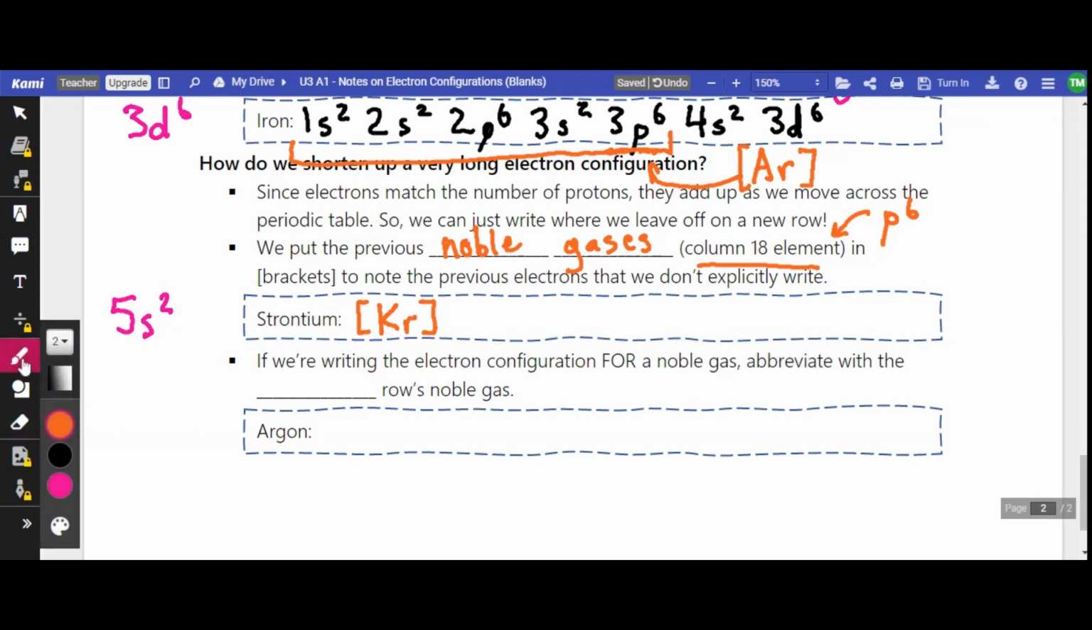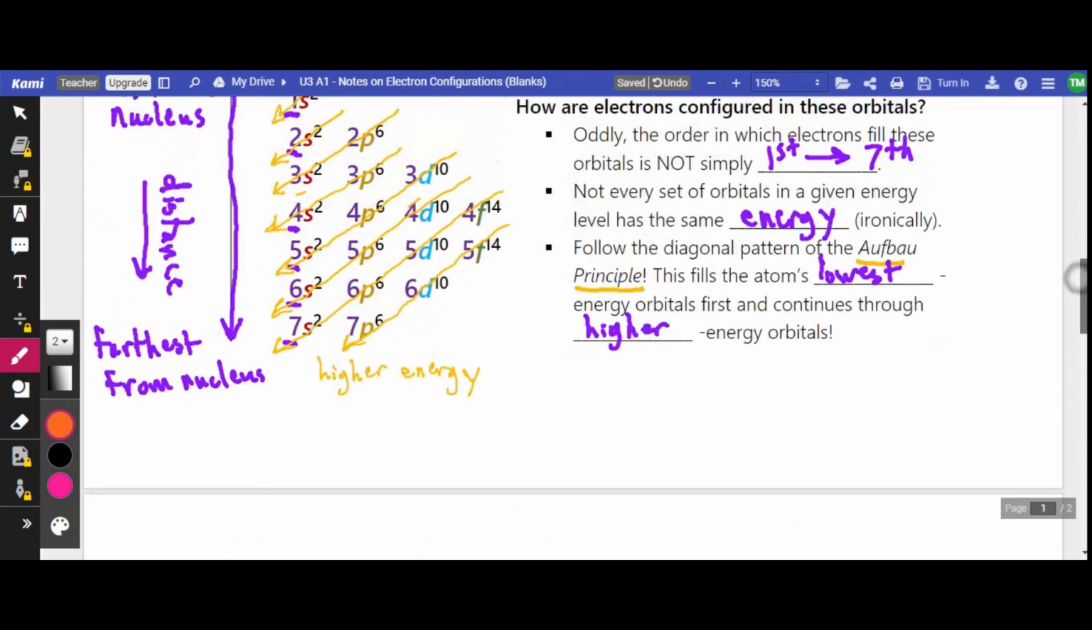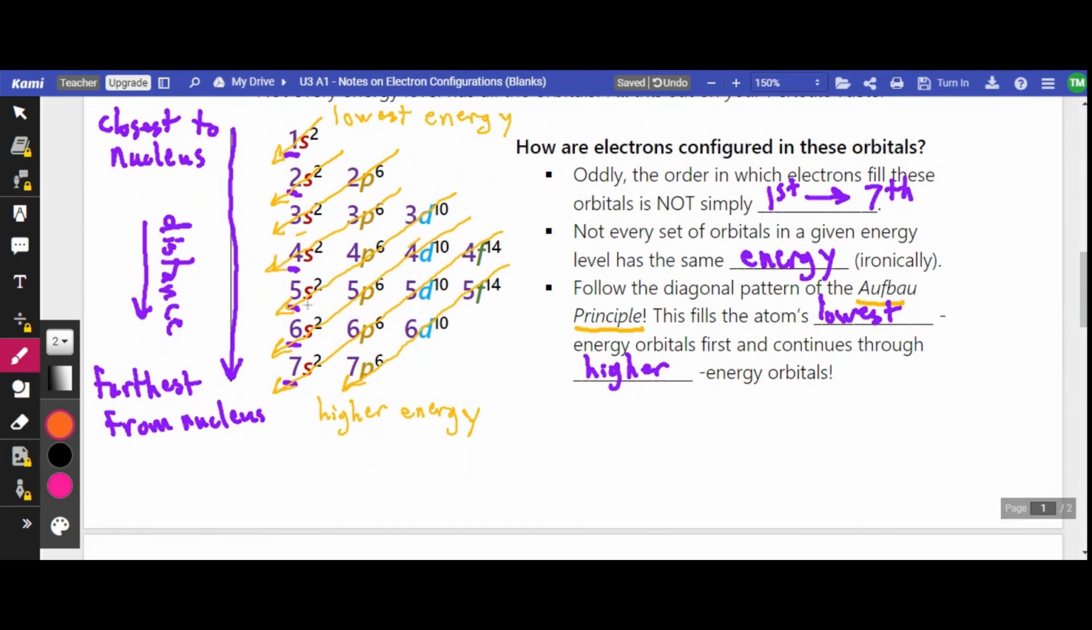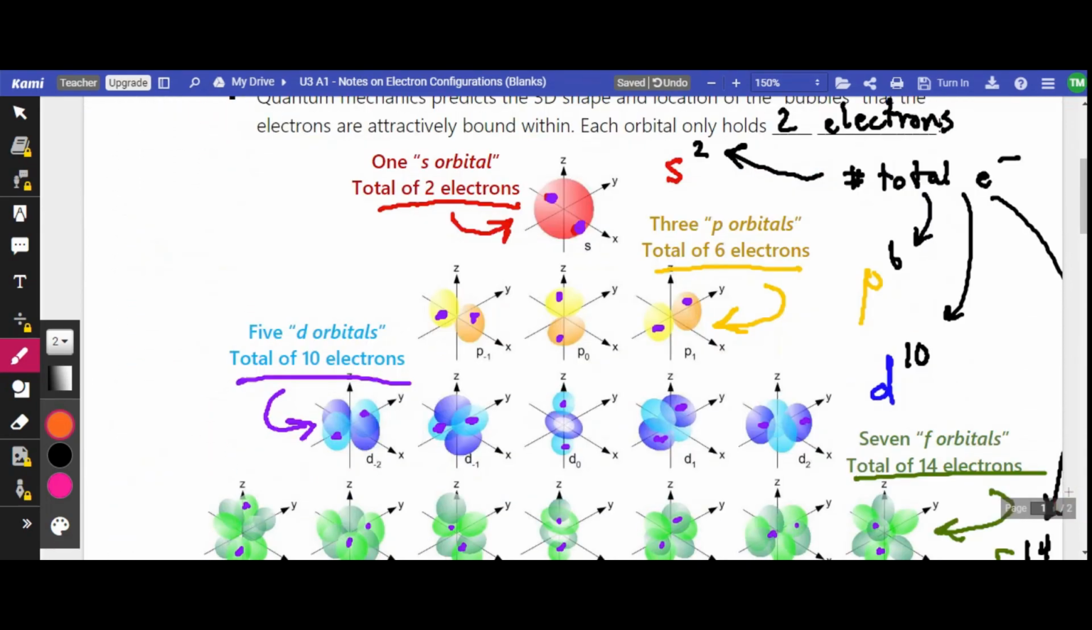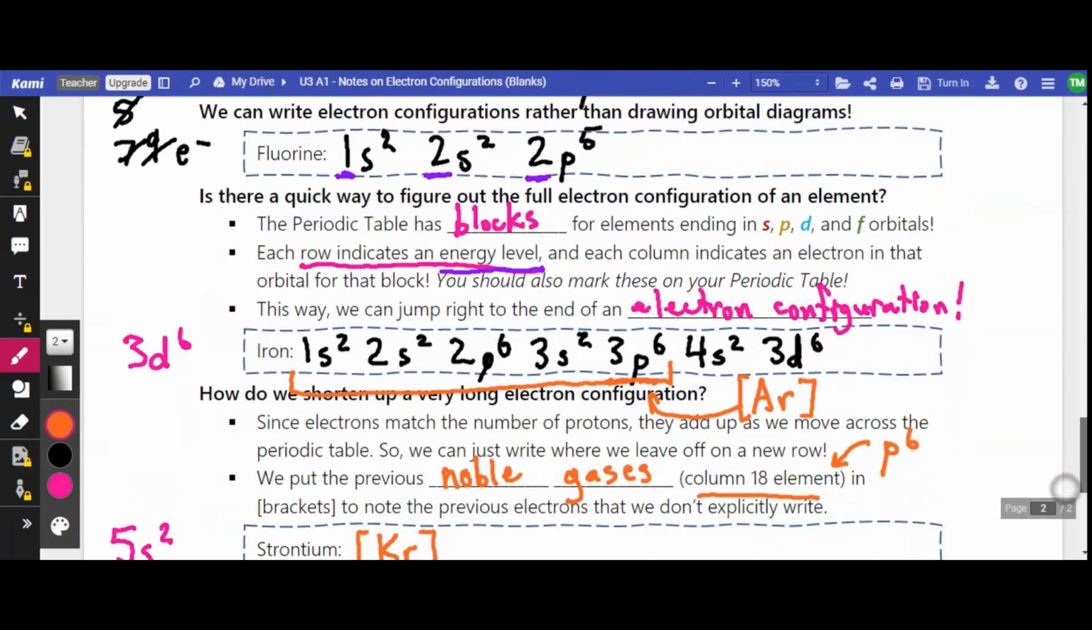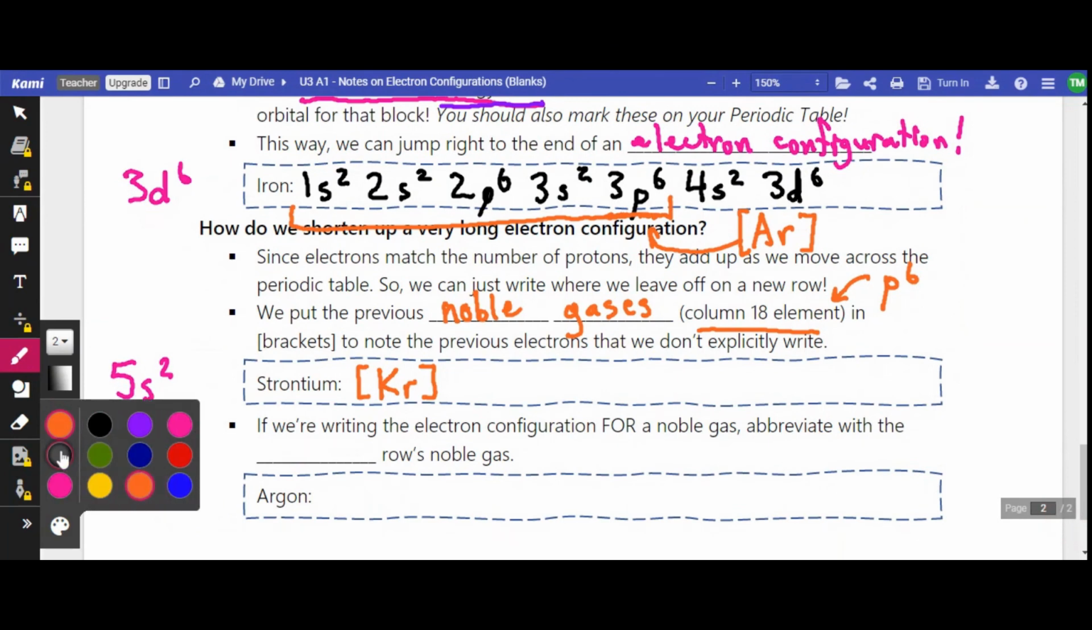Okay. From there, I just have to write what comes after 4p6 until I hit 5s2. Well, after 4p6, check my diagonal chart. There's my 4p6. Hey, 5s2 comes next. So all I literally have to do, Kr, krypton includes everything up through 4p6. So what comes next is 5s2, and then that's it. I'm done. So much easier, so much less space.